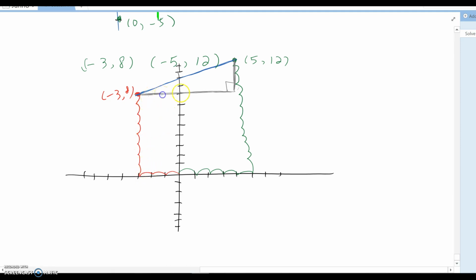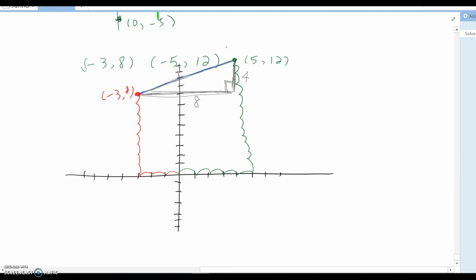1, 2, 3, 4, 5, 6, 7, 8. So this length will become 8. And then up here, 1, 2, 3, 4. So it becomes 4 here. Now we know the x length and the y length, and this is 90 degrees. So we use the Pythagorean theorem, then we can find the length of this line here.